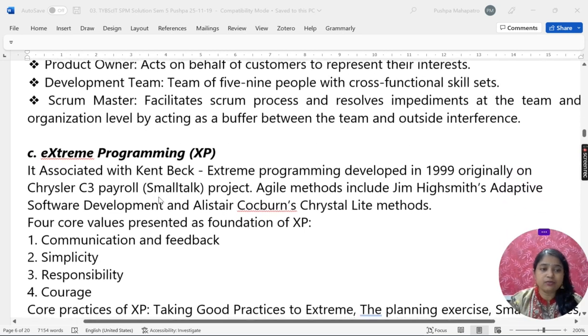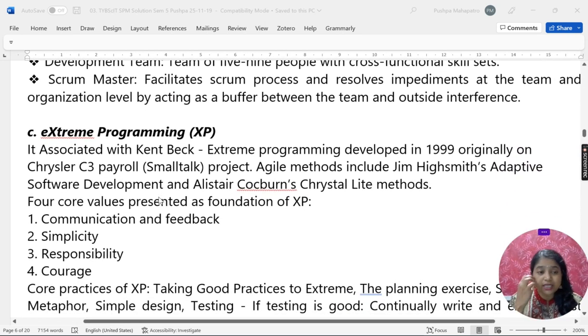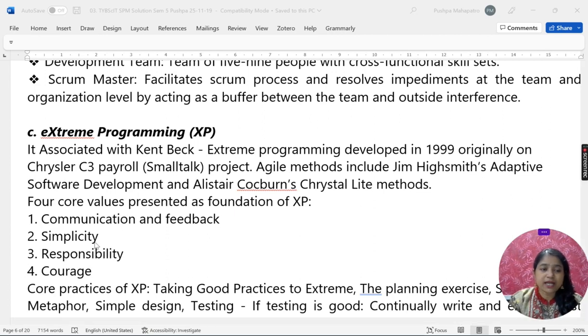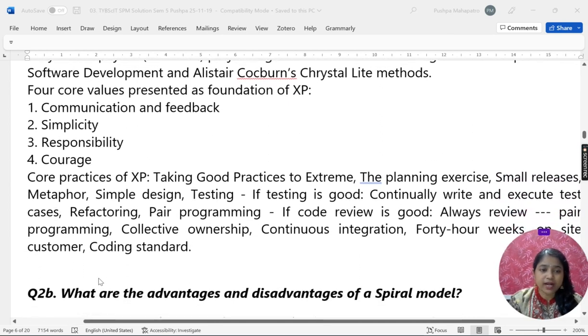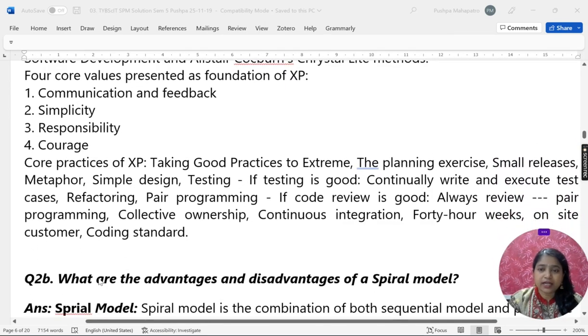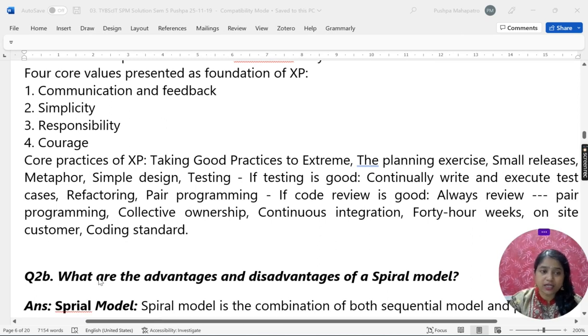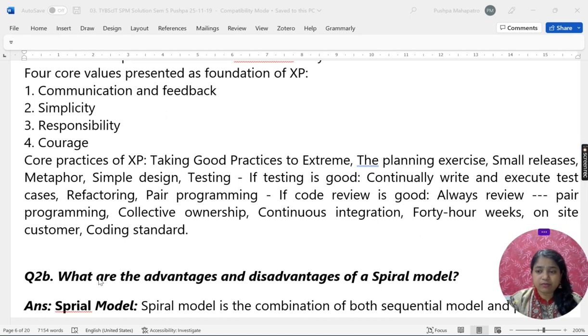Then we have extreme programming. In extreme programming, there are 4 principles: communication and feedback, simplicity, responsibility and courage. And then we have 4 practices, like planning exercise, small releases, simple design, testing. So extreme programming basically works on the principle that if something is good, then take it to the extreme. So if testing is good, then always do testing for each and every component of the product.